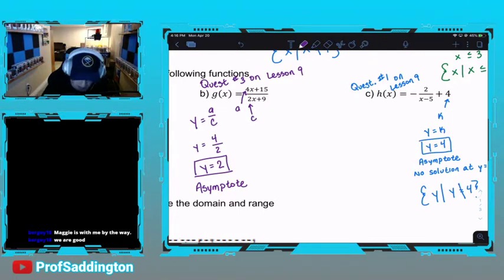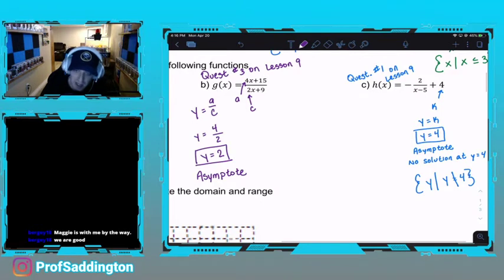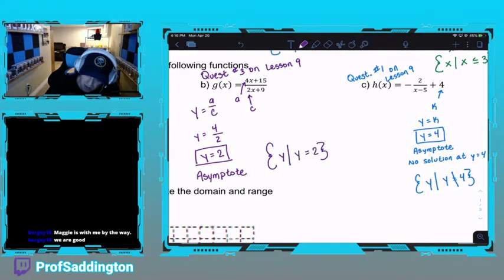Now that I have my asymptote, I can put it inside the squiggly bracket just like we did in part C. Because there's no solution there, I'm still looking at the y's. So all y values work, but we said that 2 is the asymptote, so there is no answer at 2. Okay.